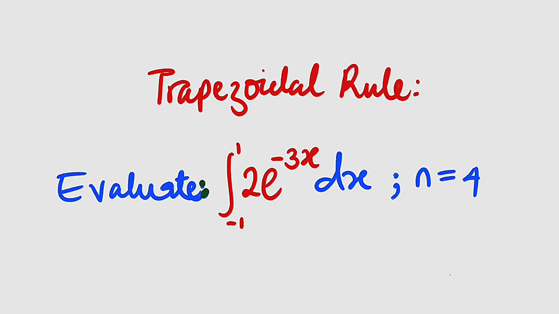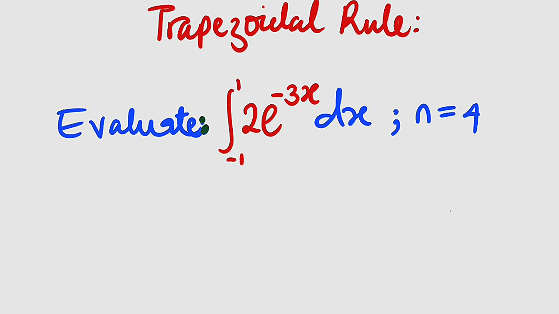Hello, good day viewers. Here is our second problem under trapezoidal rule. We are asked to evaluate the definite integral of the function 2e to the negative 3x with respect to x from negative 1 to 1. We are given n equal to 4, for which n here stands for the number of trapezoids inscribed under the curve. Alright, let's get started.